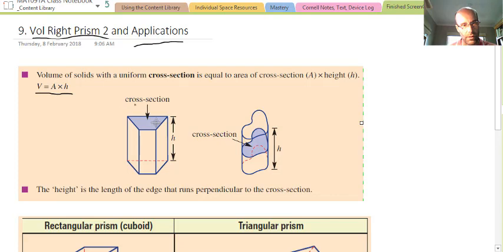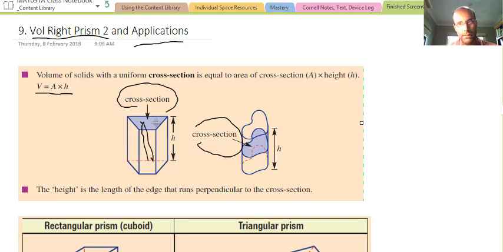A is the cross-sectional area, the area of the cross-section, which is constant or it stays the same. And it's multiplied by the height, which is basically the distance along the main axis. Okay, so on this shape, the main axis, let me try that again. The cross-sectional area and the height. The cross-sectional area is the blue section on this one.